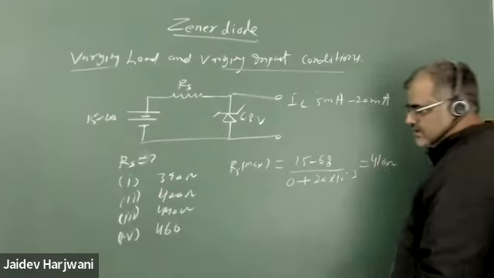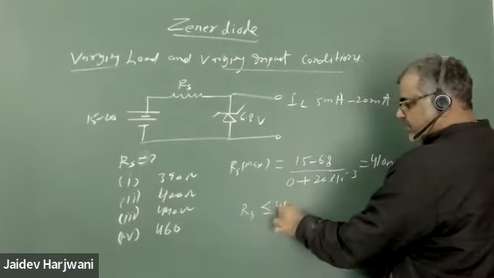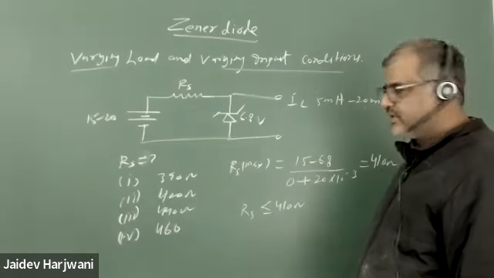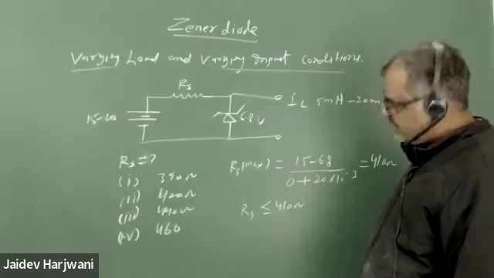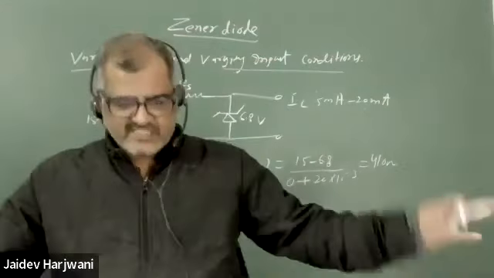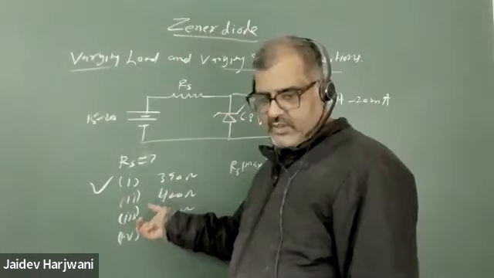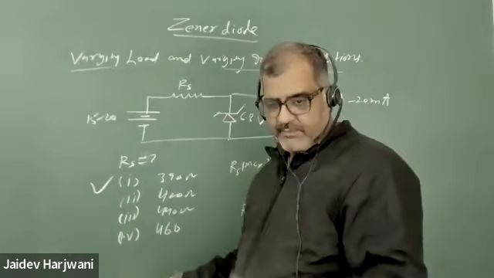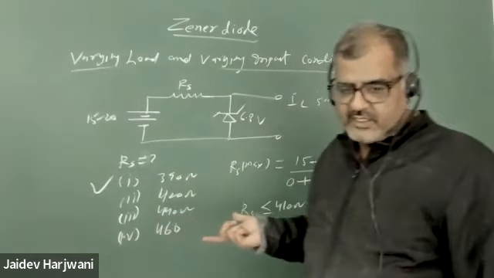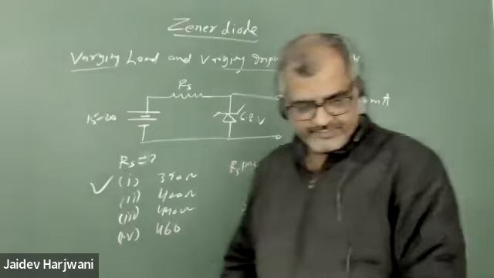This is Rmax, so your RS should be less than 410 ohm. Out of the following, which option should be correct? 390, the first one. That's why they're asking; this is a worst case condition. They're asking out of these which can be possible. We may have to calculate the minimum also, but they have not given the full information in the question. They're just asking out of these four which is possible. This is possible.